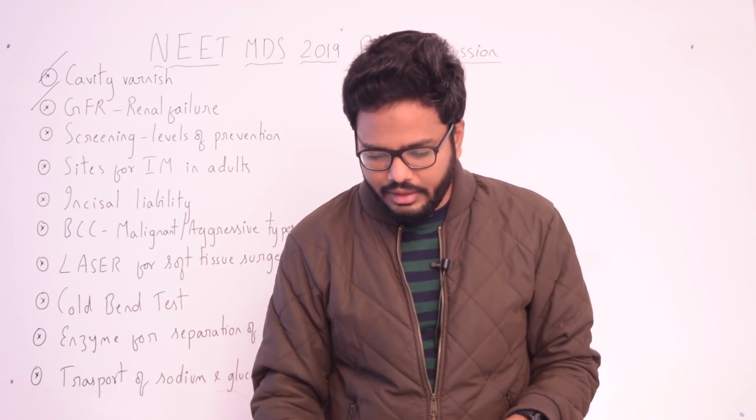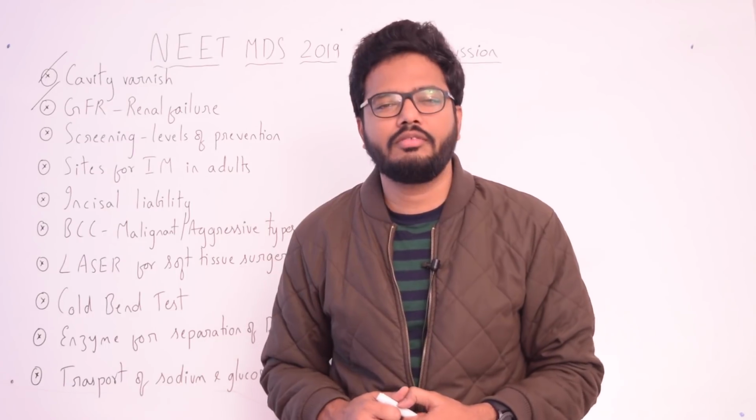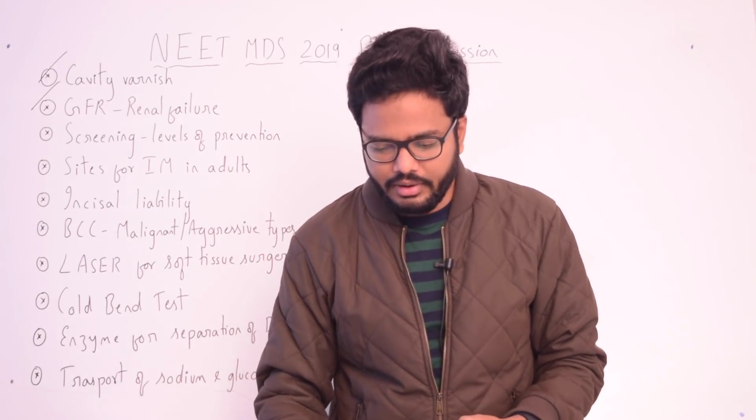And also you can see in another table the average estimated GFR in different age groups. You can just make a note of it. 20 to 29 years, it's 116; 30 to 39, it's 107; 40 to 49, 99; 50 to 59, it is 93; 60 to 69 years, it's 85; above 70, it's around 75. These are the GFR values with respect to different age groups.